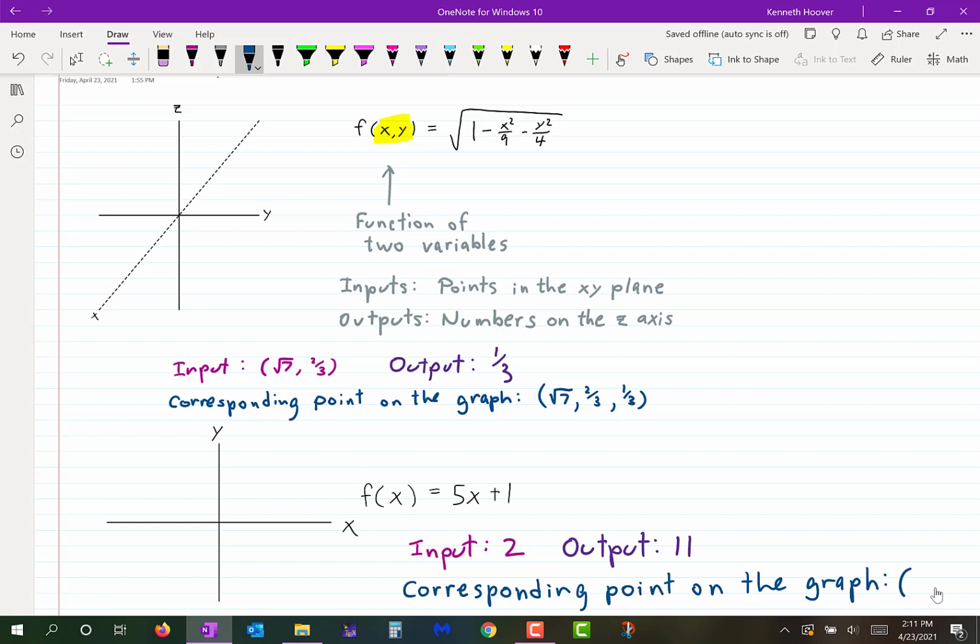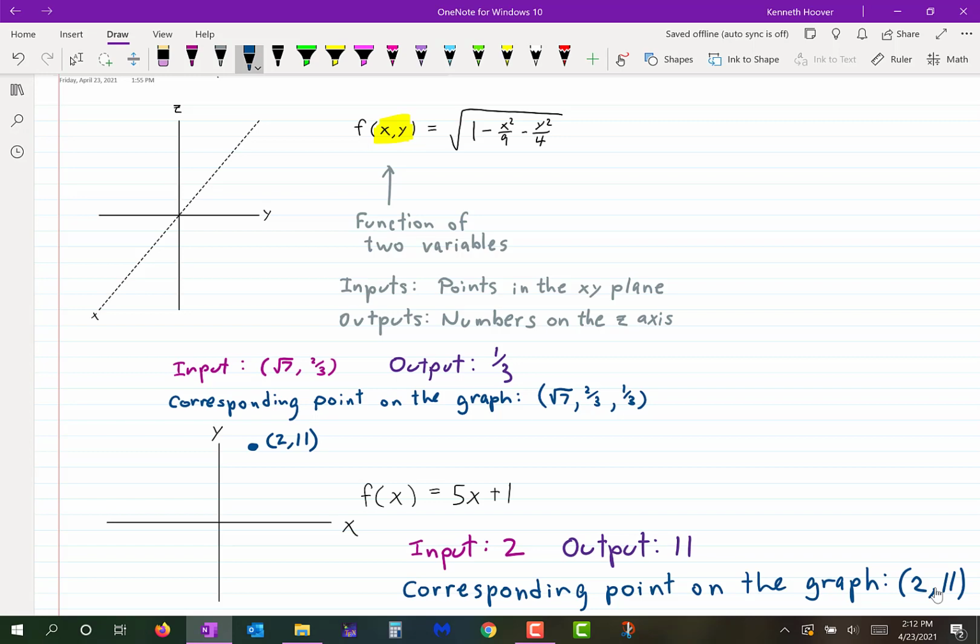Would be what? 2 comma 11. Very similar, you see. Now, how would you actually go about graphing that? Well, wouldn't you have the point here, 2, 11, right? But here's the thing that a lot of people miss.